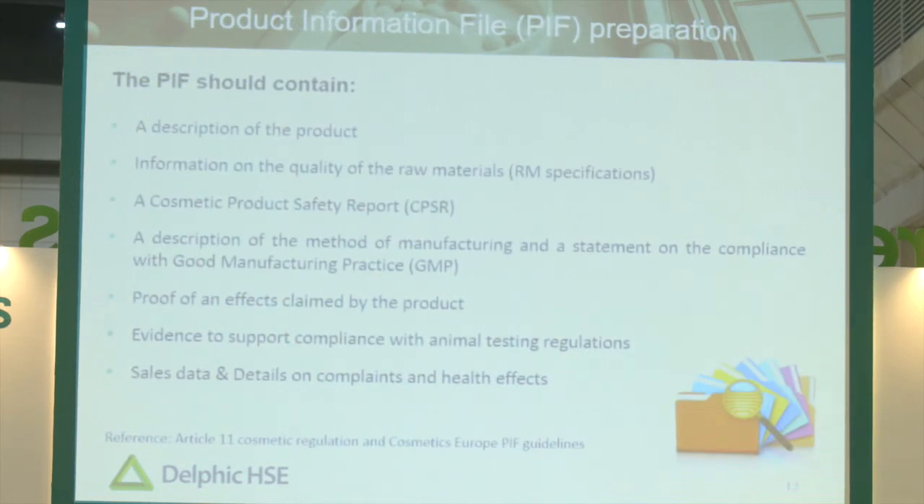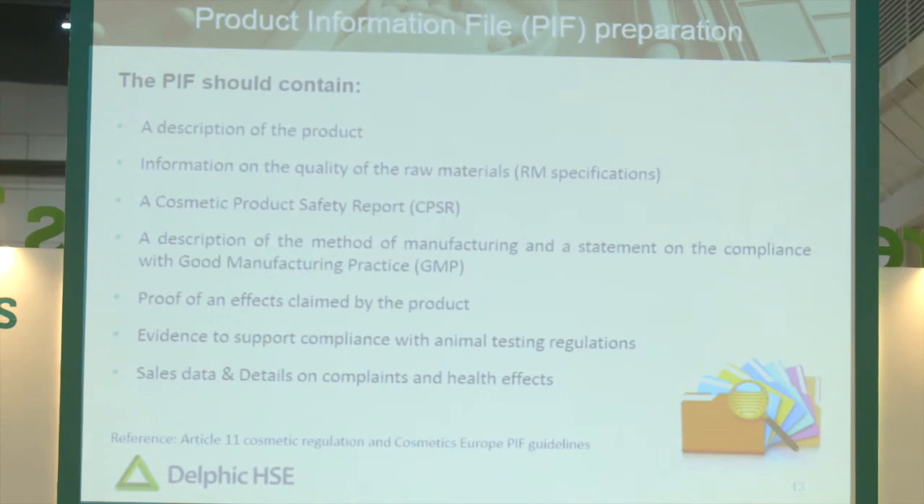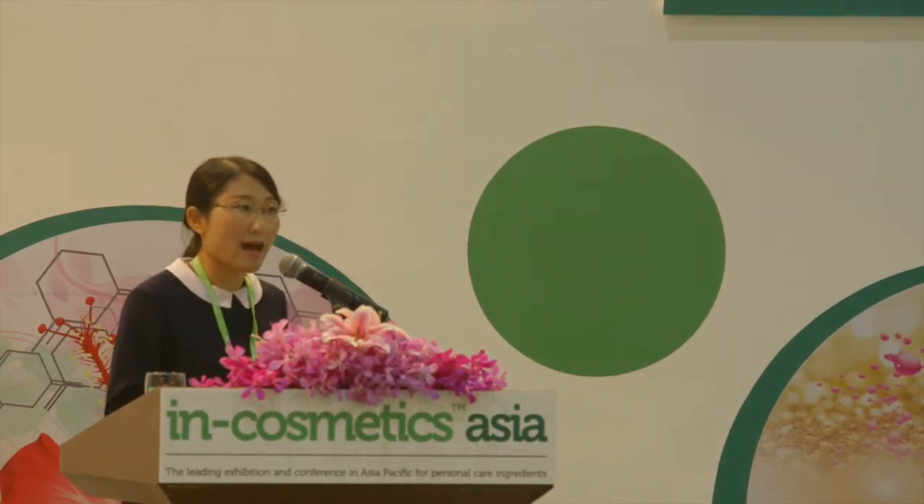Let's go to the first step, PIF preparation. A PIF folder should contain first a description of the product, the information on the quality of the raw material specifications, a CPSR, Cosmetic Product Safety Report, and a description of the method of manufacturing and a statement on GMP compliance. The proof of effect claims by the product and evidence to support compliance with animal testing regulations. Finally, if your product has been sold previously in any other countries, the information on sales data or details on compliance and health effects should also be provided. Let's go through the following points one by one.